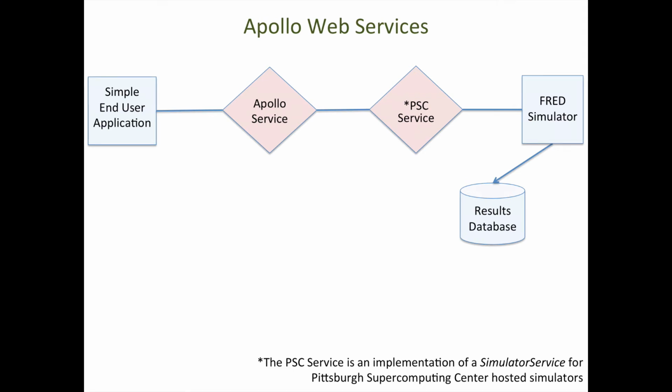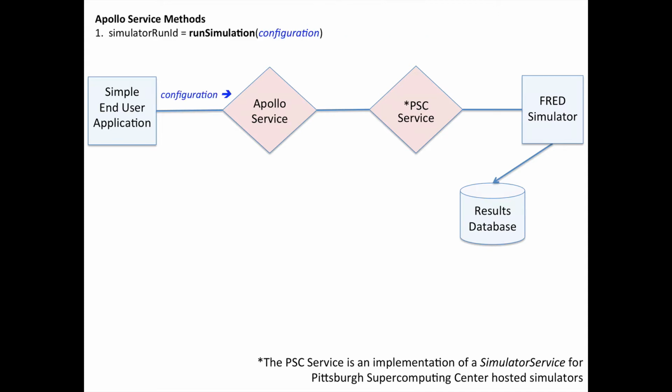The rectangle on the left represents an end-user application. On the right is the FRED agent-based simulator, and beneath FRED, a relational database into which FRED writes its results. The two diamonds in the middle represent the Apollo service, which mainly functions to route jobs to simulators, and the PSC service, which is an instance of a simulator web service running at the Pittsburgh Supercomputing Center, which hosts the FRED agent-based simulator.